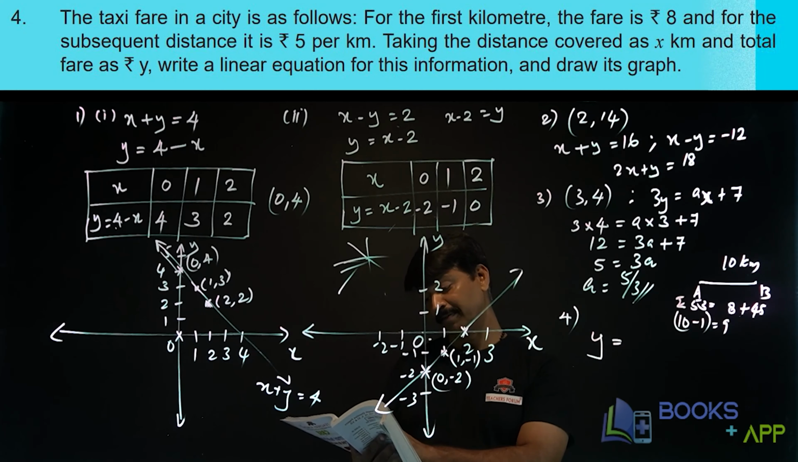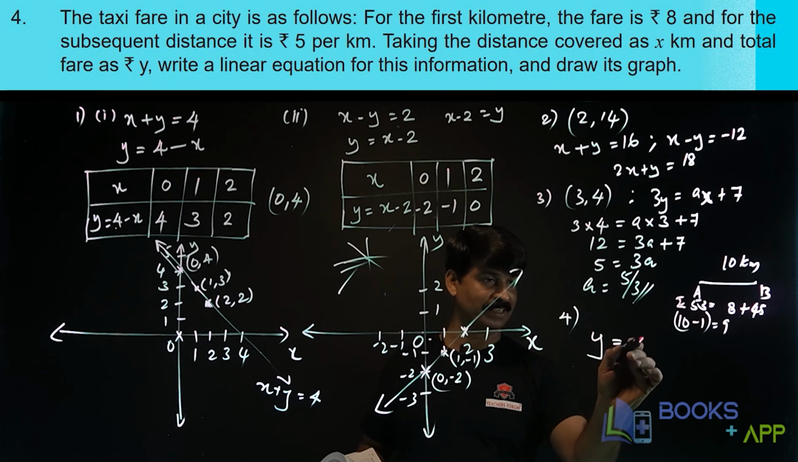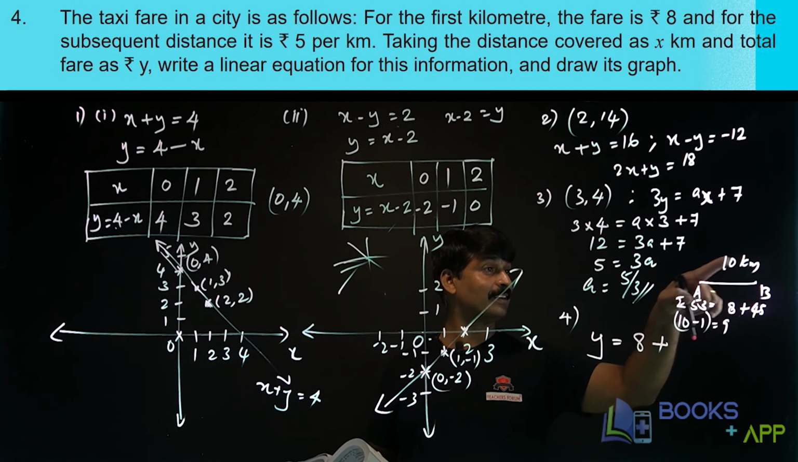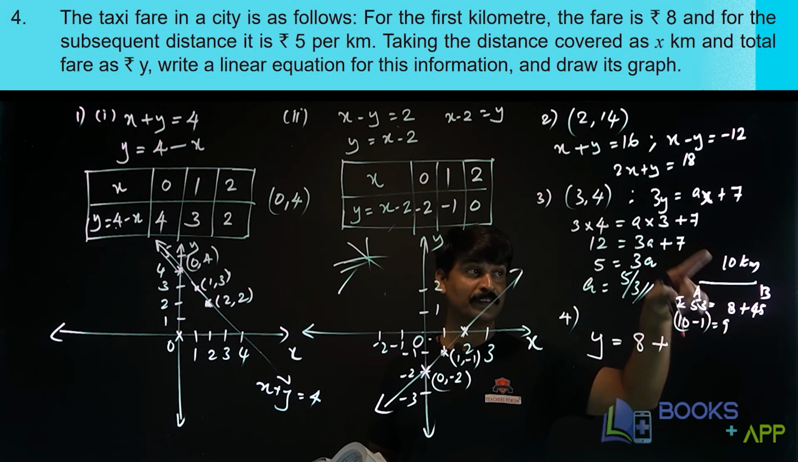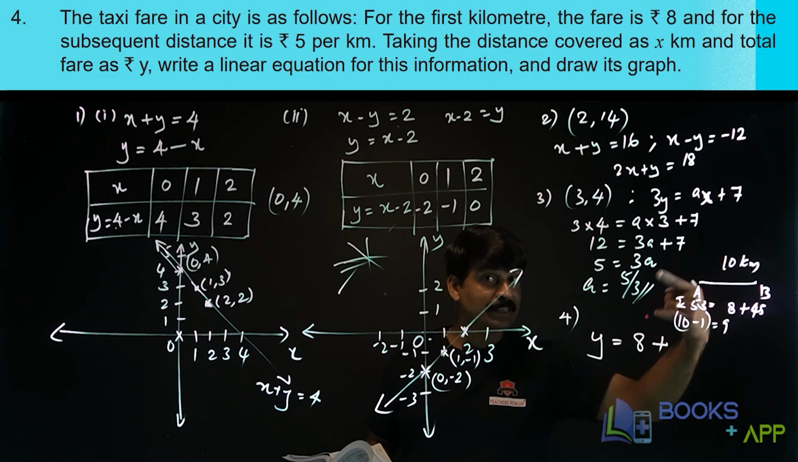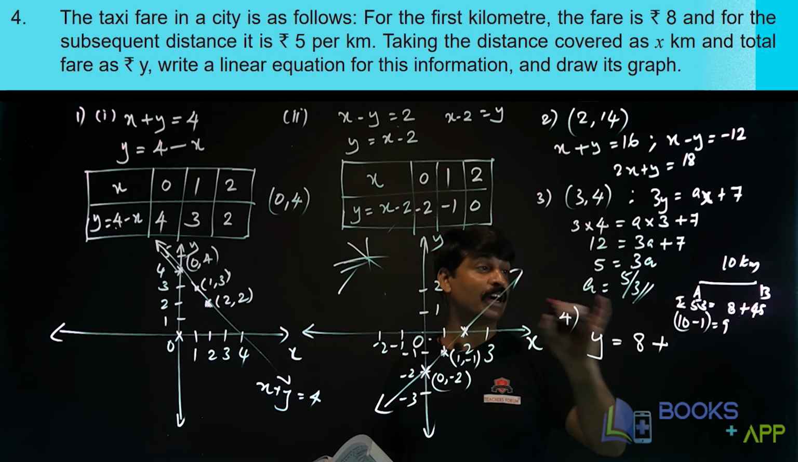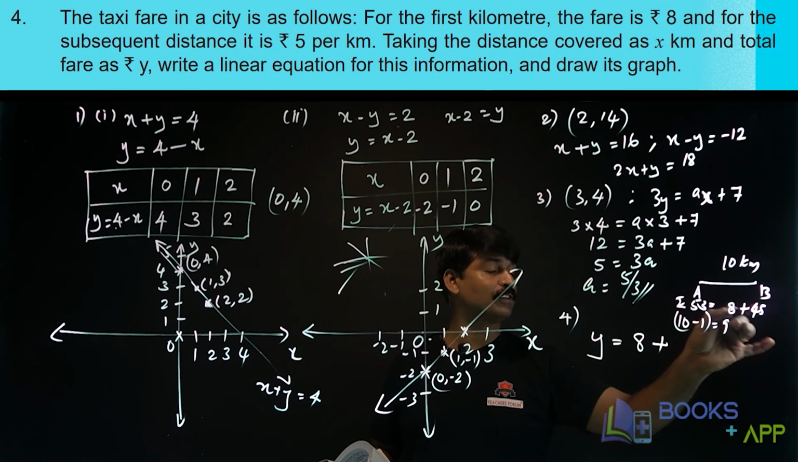Here also the fare is rupees 8 for the first kilometer. What is the total distance traveled here? 10. So, for the first kilometer, 8 rupees. For the subsequent kilometers, that means 10 minus 1, that is 9. For 9 kilometers, we have to pay 5 rupees each. So, 9 5s are 45.